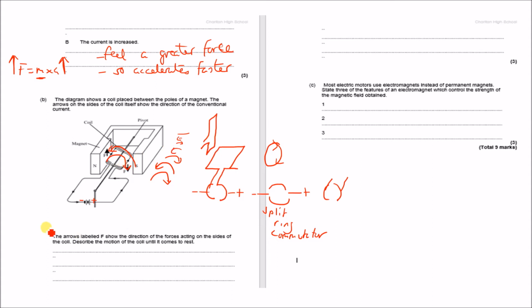So how do we describe this? The coil spins 180 degrees. When this side gets to the other side, it then wants to flip back, then spins back.